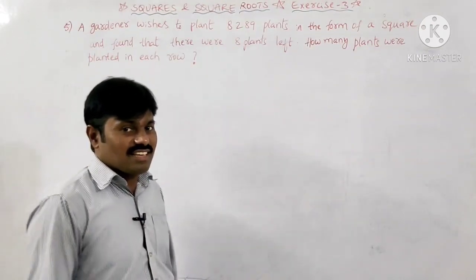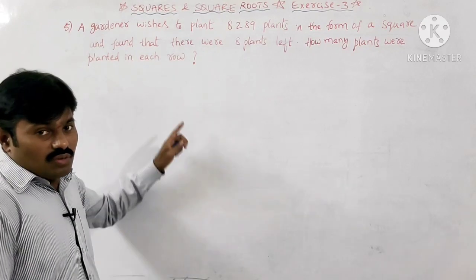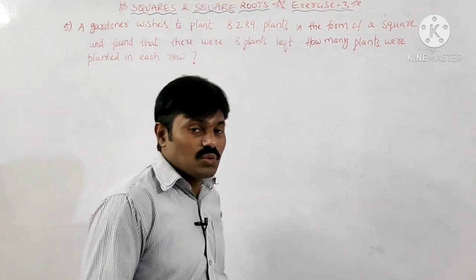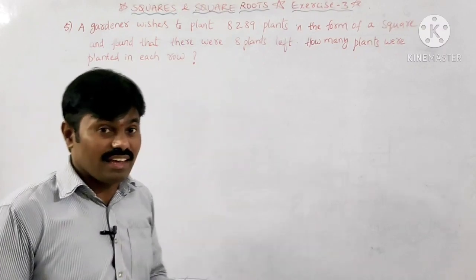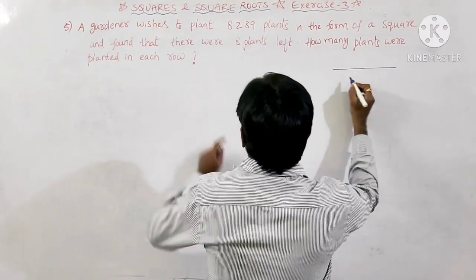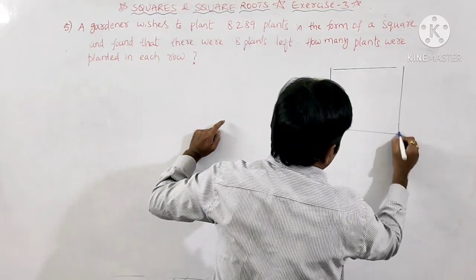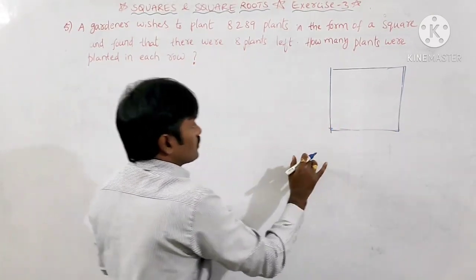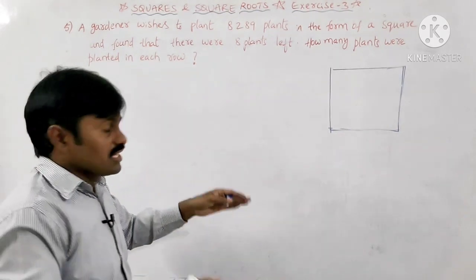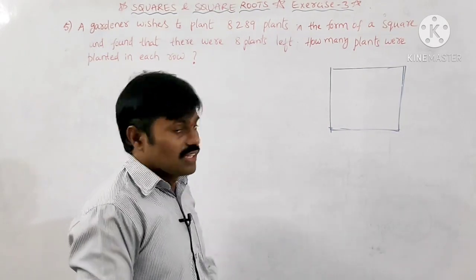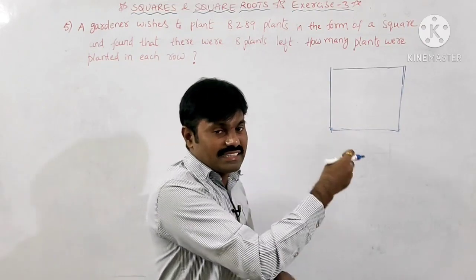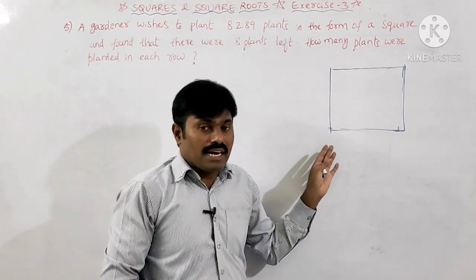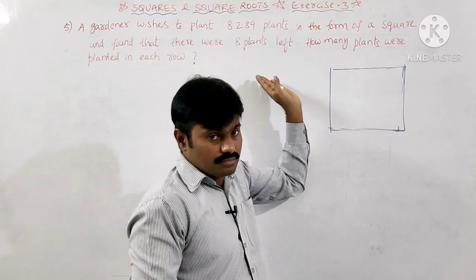Now let us discuss question number 5. So have a look at this question. A gardener wishes to plant 8289 plants in the form of a square. So he wants to plant these plants in the form of a square garden. Now, in this process, he found that there were 8 plants left. While planting these 8289 plants in square form, how many plants were left? 8 plants were left.